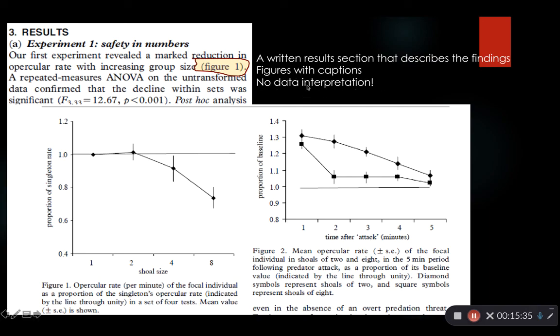One thing that is emphasized here is no data interpretation. So this is not the place where you actually interpret the results and say why it happened or what you think it means. In the results section, you're simply reporting those results.